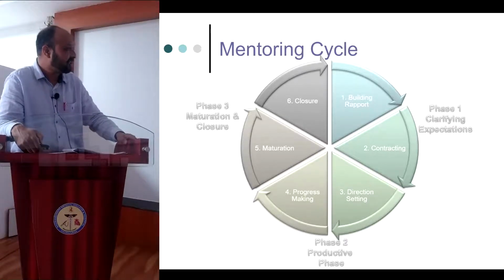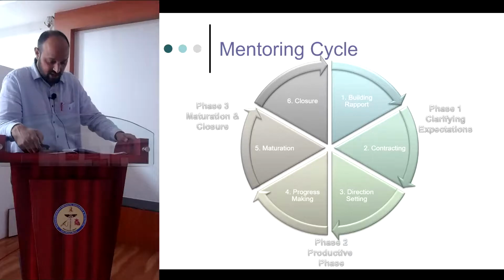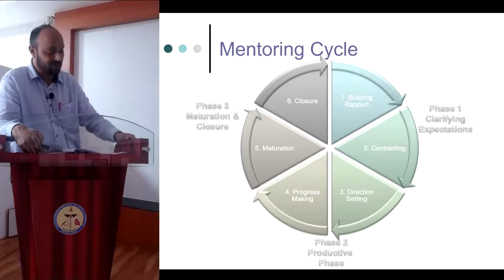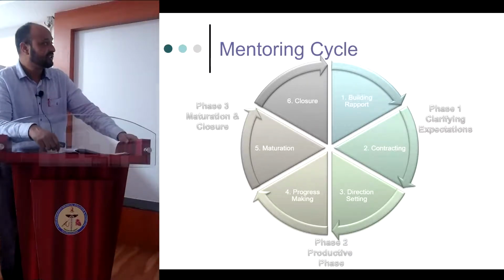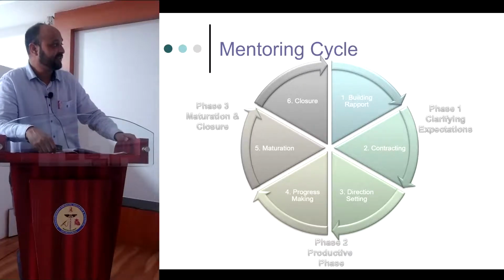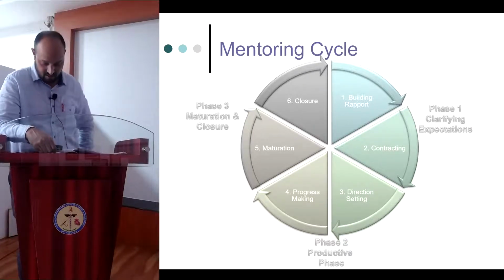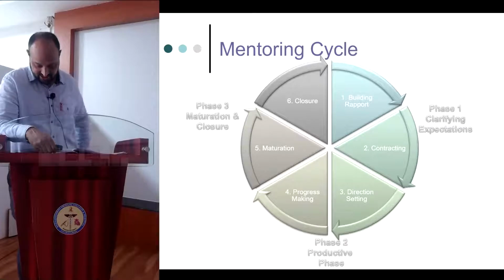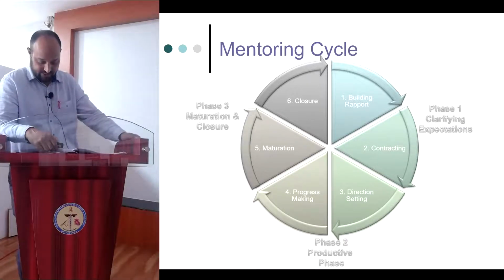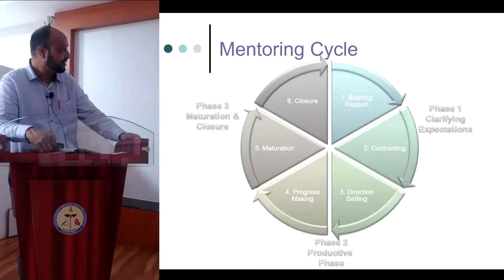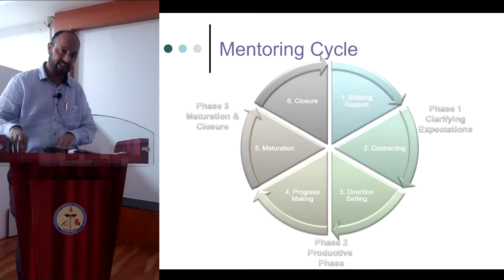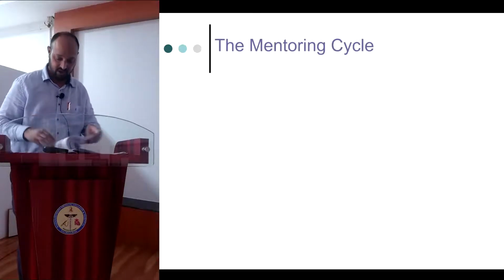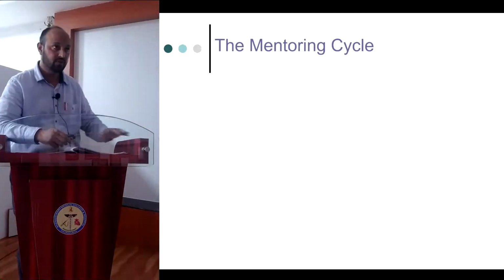We have this mentoring cycle, which is important, but we will explain it later. We have rapport building, then contracting, then direction setting, then progress making and maturation. Then we have the closure of the mentor-mentee relation, when the mentor-mentee issue will be closed. We will explain it briefly.